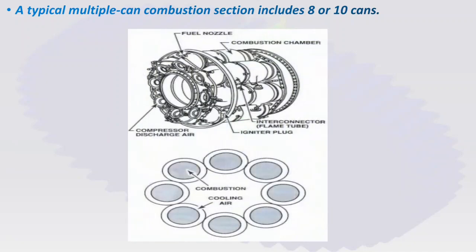Now you can see in this picture of a multiple can combustion chamber, you can see the fuel nozzle, combustion chambers, compressor discharge air, and interconnecting flame tube, which is used to circulate the flame through all the cans. And just below the multiple can, this is the combustion section and this is the cooling air. That means the combustion section is where the primary airflow flows, and the cooling air means the secondary airflow flows through it.